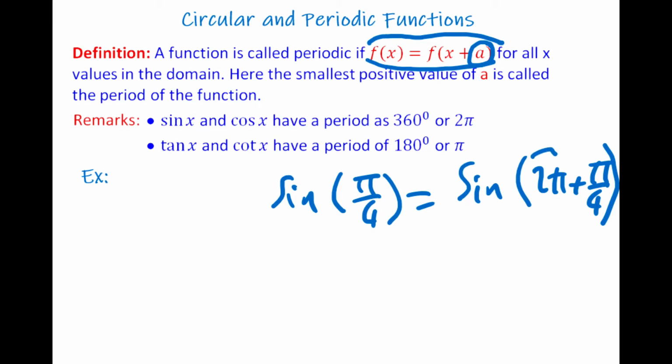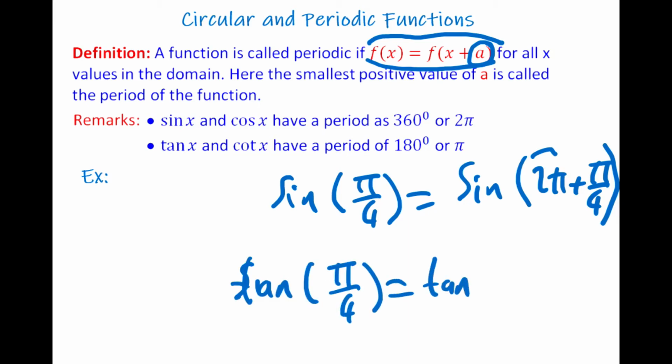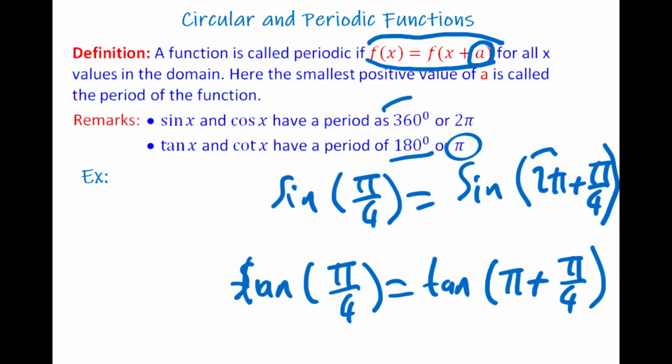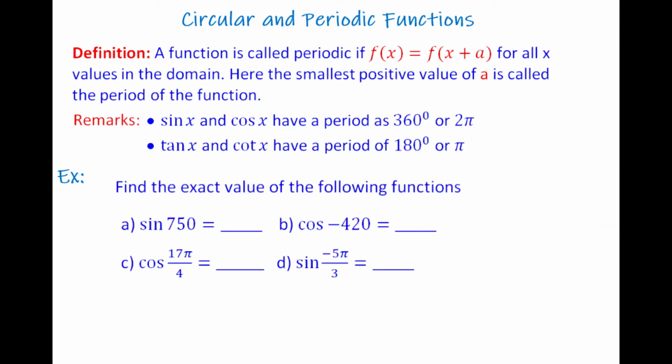So similarly, let's say for tangent x, tangent pi over 4 is also equal to tangent of pi plus pi over 4, guys. Why? Because the period of tangent x is pi, or in terms of degrees, it is 180 degrees. For sine and cosine x, this is also 360 degrees. Where can we use those periods, guys? We can use those periods to find the exact value of the function.